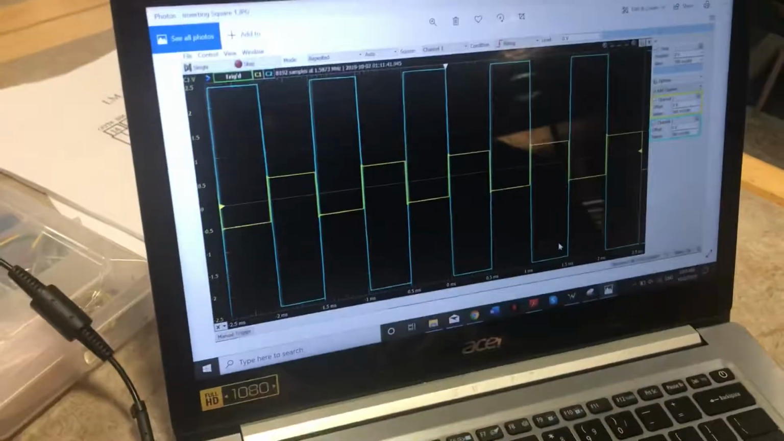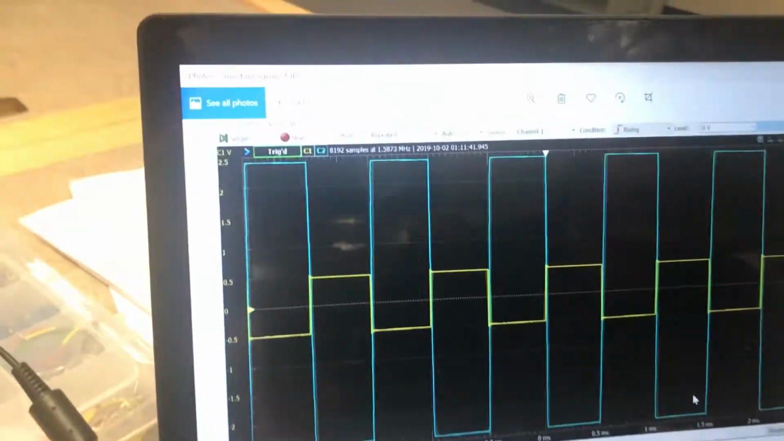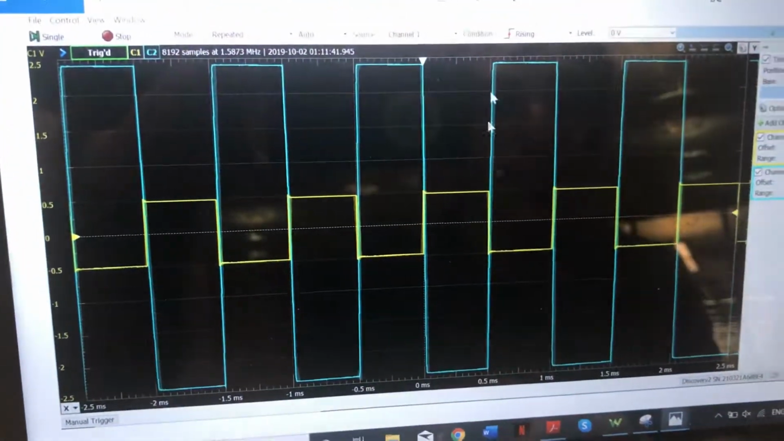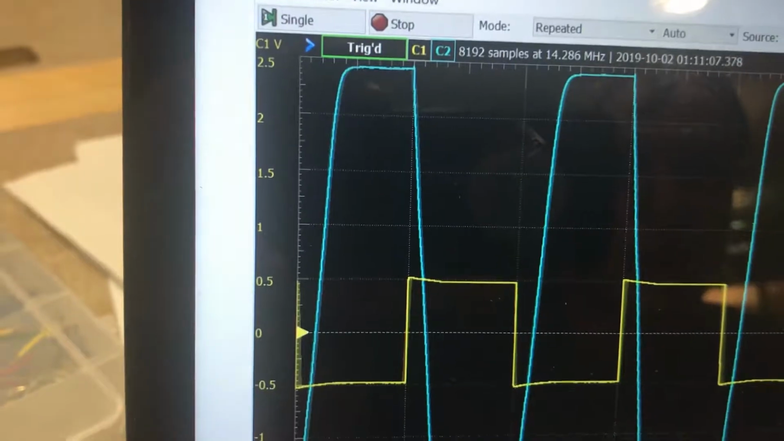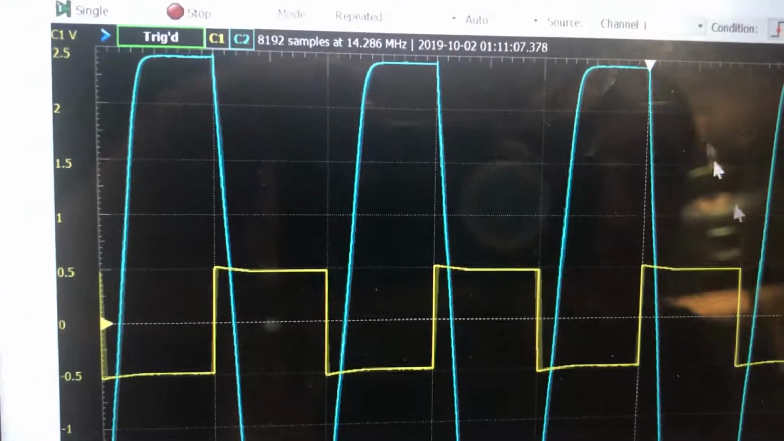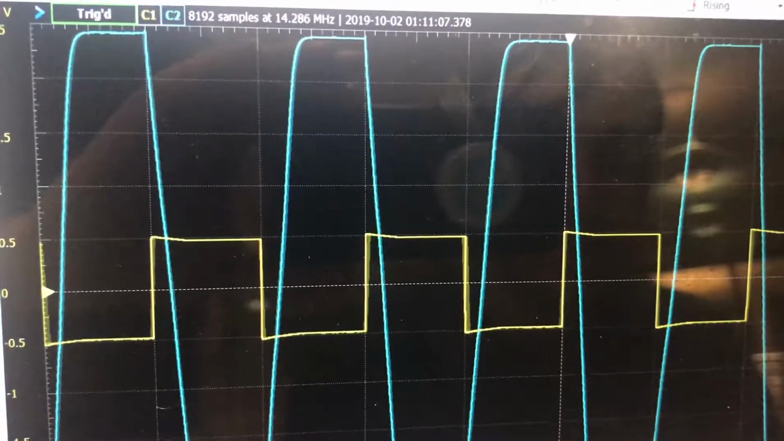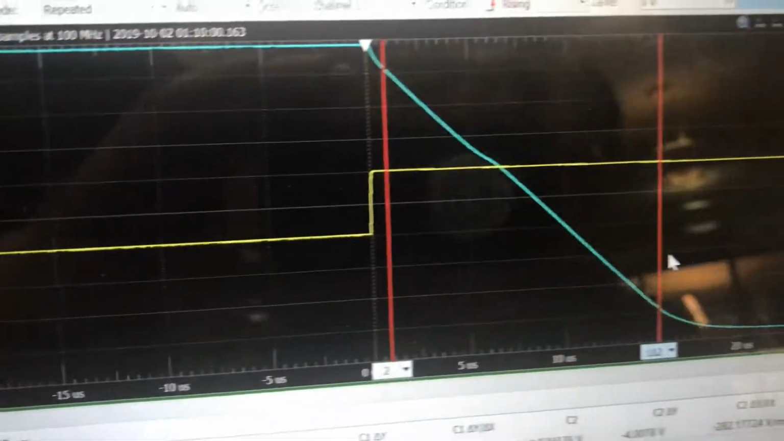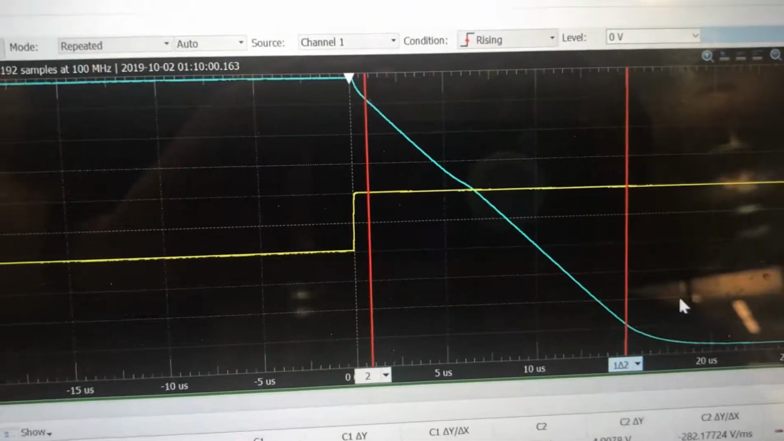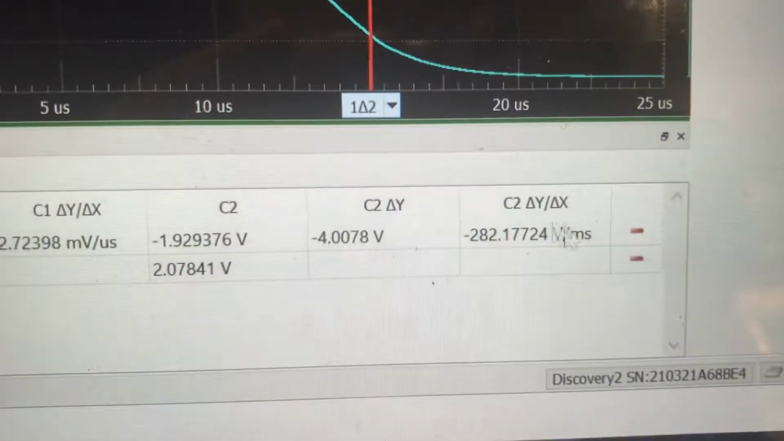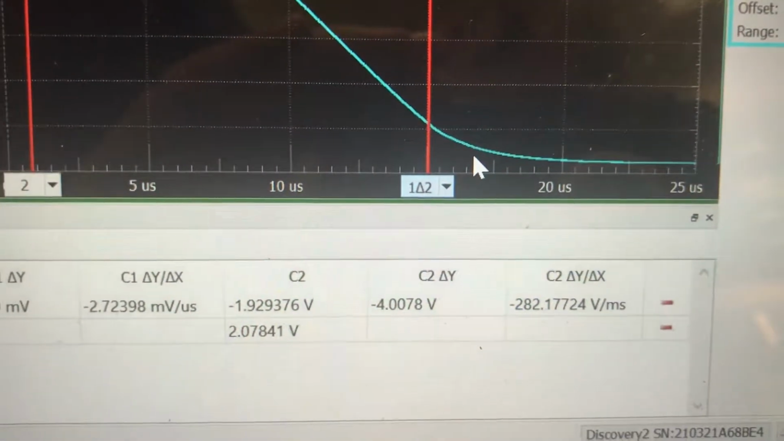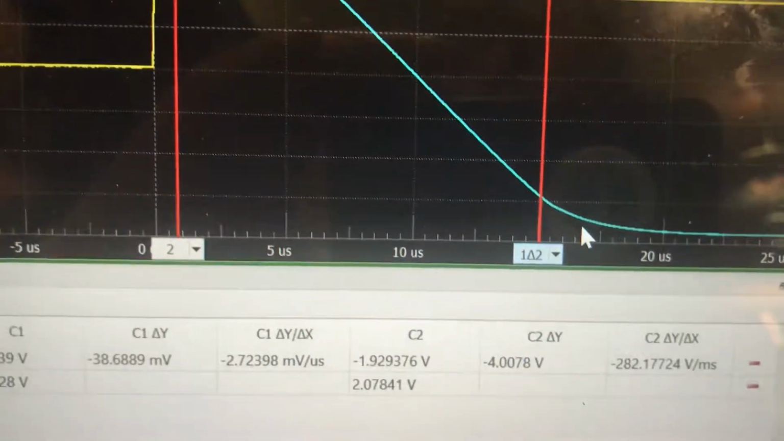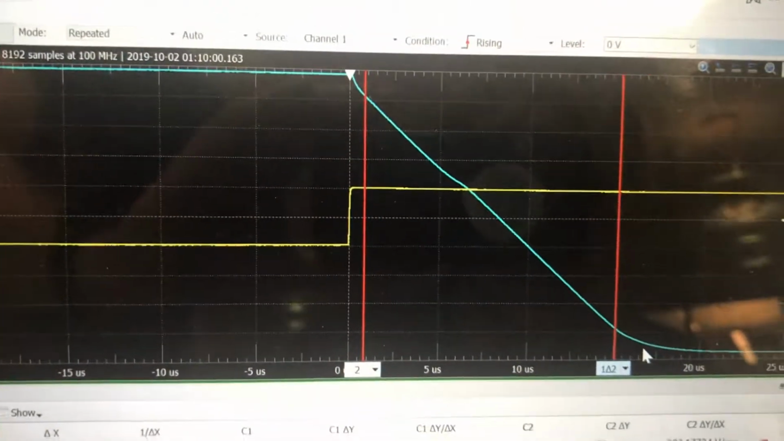So looking here at the waveforms, this is for the inverting amplifier. You can see it's inverted, and this is 1 kilohertz with the square wave, so you can't really see the slew rate. But if you switch to 10 kilohertz, you can see the slope very prominently, and you can calculate the slew rate. We calculated the slew rate using the cursors here, and we see it's delta y over delta x, which is the slope, about negative 282 volts per millisecond, so it's about 0.28 volts per microsecond.